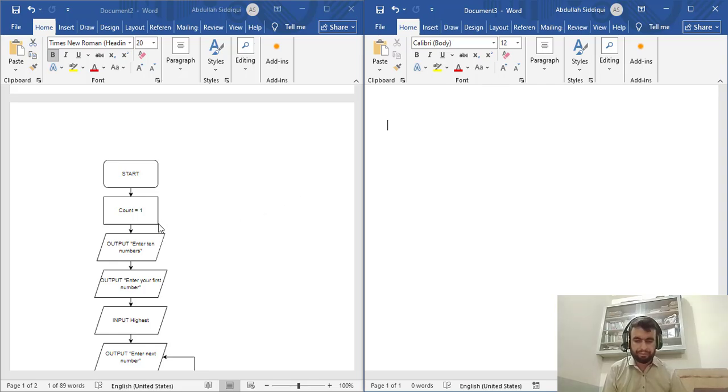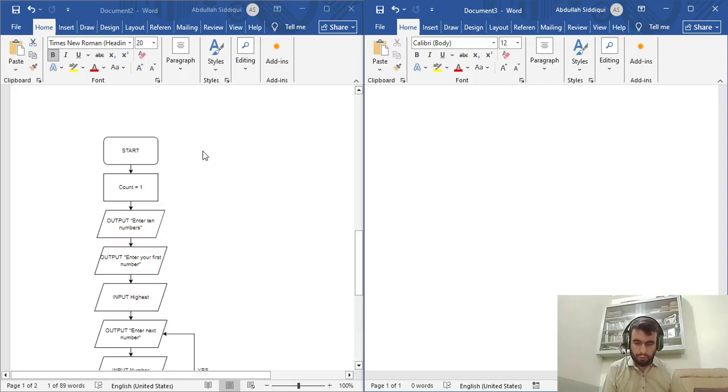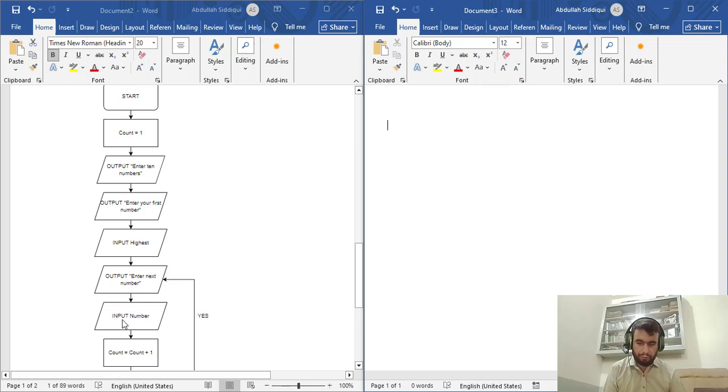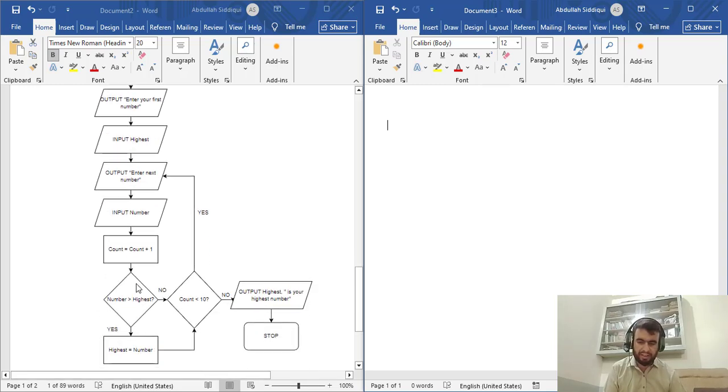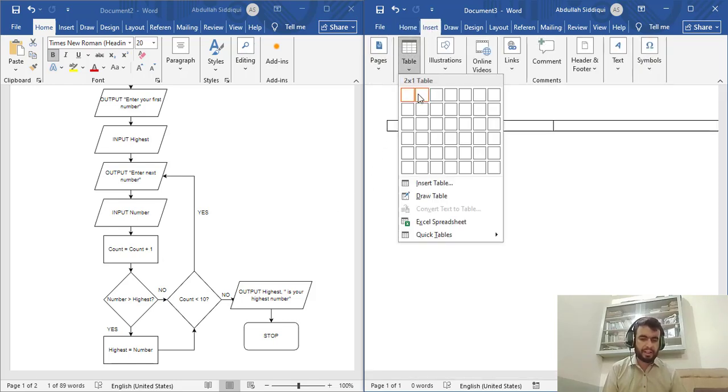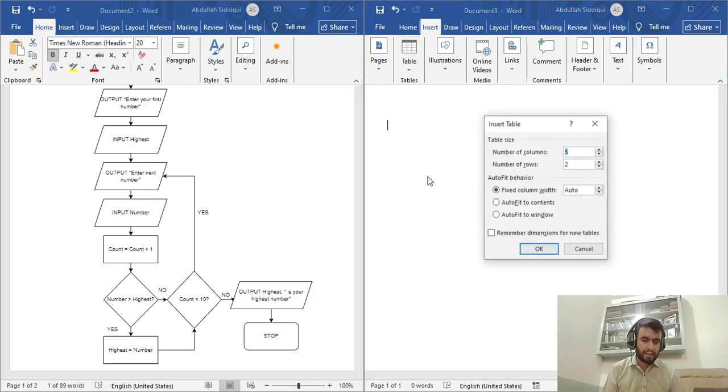So we have one input and one output. One column is for the output, one is for the input number, and the highest number is another column. So we have 3 columns for now, and then one column for the count variable. So let's try to create the trace table. Okay, so we have 4 columns and we have 11 rows.